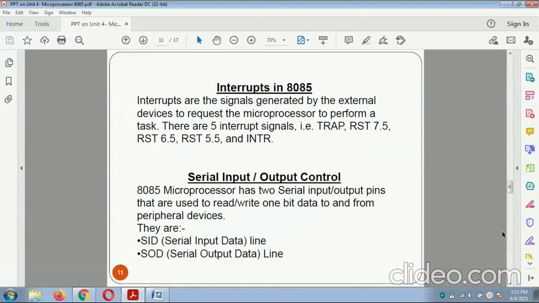The interrupts in 8085. The interrupts are signals generated by an external device to request the microprocessor to perform a task. There are 5 interrupt signals: TRAP, RST 7.5, RST 6.5, RST 5.5 and INTR. The serial input output control. The 8085 microprocessor has 2 serial input output pins that are used to read and write 1-bit data to and from peripheral devices. SID, that is the serial input data line, and SOD, that is the serial output data line.